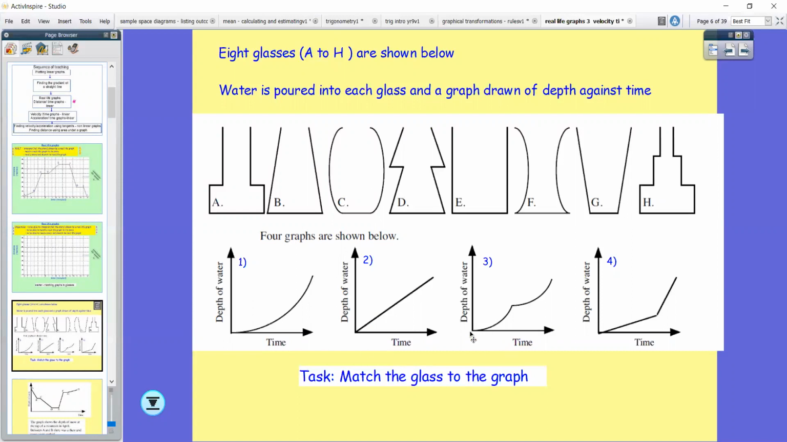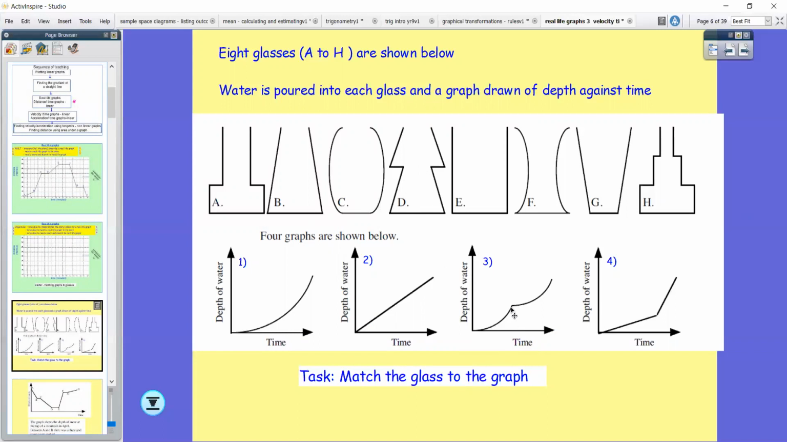What's happening with this one? Okay, it starts off, the depth increases slowly, then more quickly to this point, and almost stops and does it again. Same sort of thing. So those 2 shapes there imply that the glass has the same shape between there. So we look at the glass, which one's got the same shape? The only one I can see up there at the moment is D. So let's see if that makes sense. Yes, because it's narrowing, the depth is going to increase very, very quickly as it gets to this point here. It's going to flatten out again and do the same again.